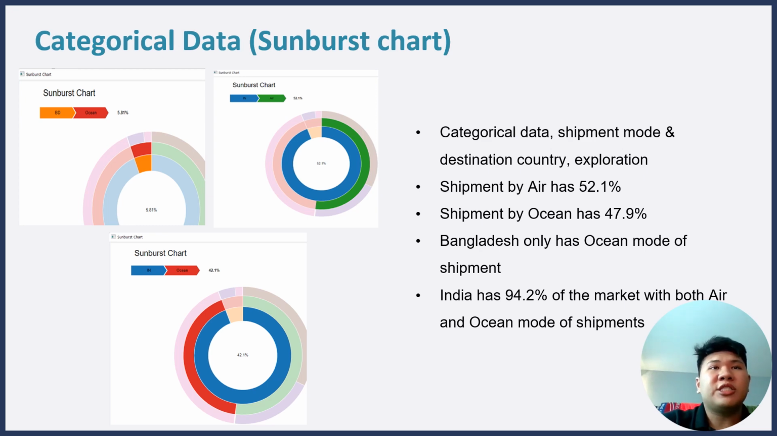Our next chart will be the Sunburst chart. The Sunburst chart covers the categorical data, shipment modes, and destination country exploration. Shipment by air has 52.1%, shipment by ocean has 47.9%. Bangladesh only has the ocean mode of shipment, and India has 94.2% of the market with both air and ocean shipment.